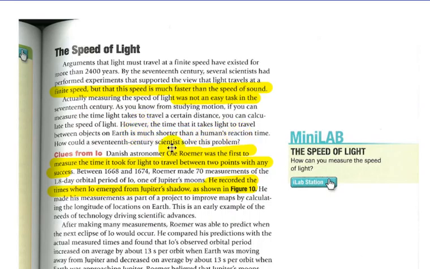However, the time that it takes light to travel between objects on Earth is much shorter than a human's reaction time, so that's the problem. How could a 17th century scientist solve this? Clues from Io.